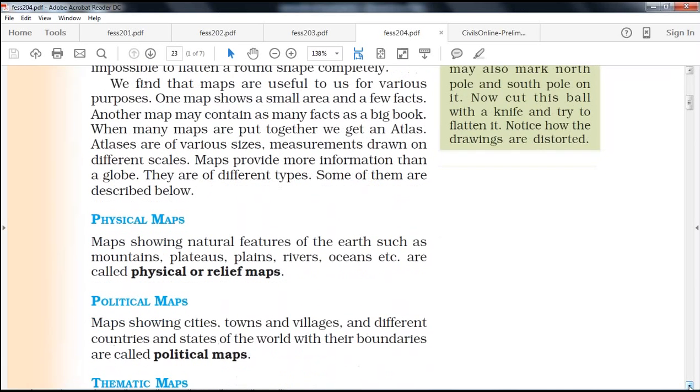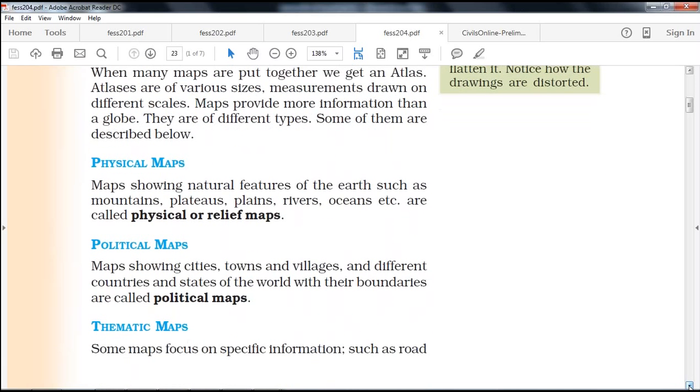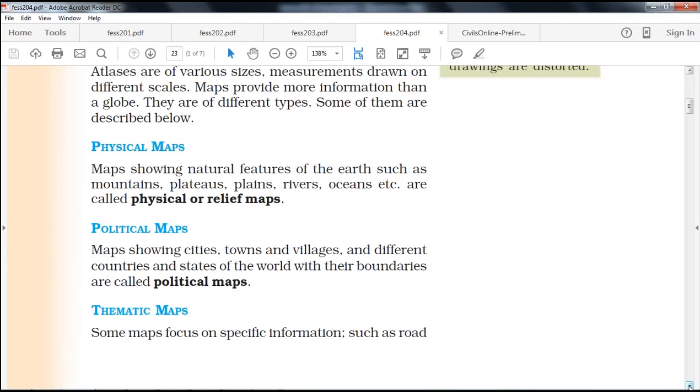So there are different types of maps because we need maps for different purposes. There are three types of maps that are highlighted here. One is physical maps. Suppose in the map you want to look at physical features. In physical geography, we want to look at the physical features like relief, like mountains, plateaus, plains, rivers, etc. So this is called a physical map.